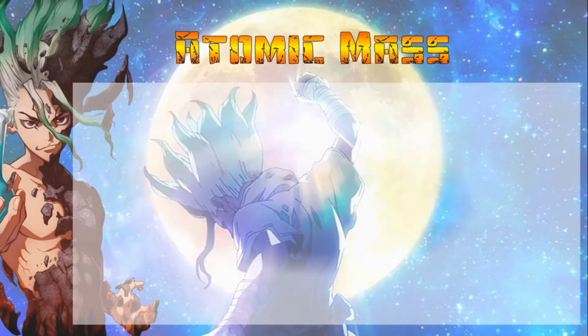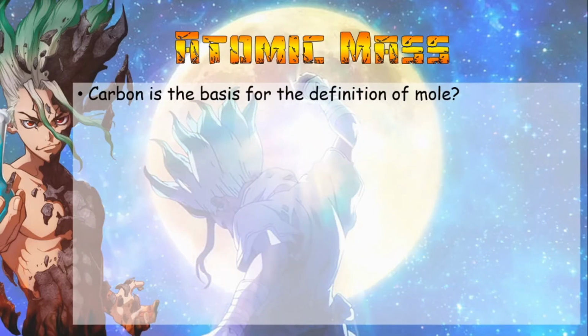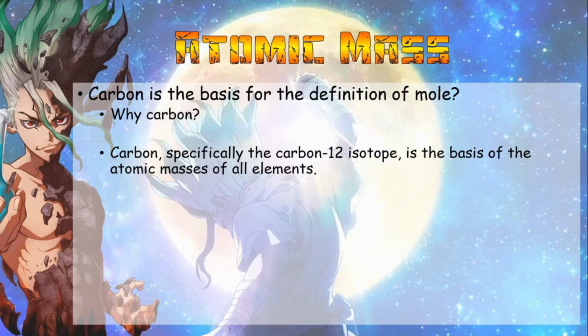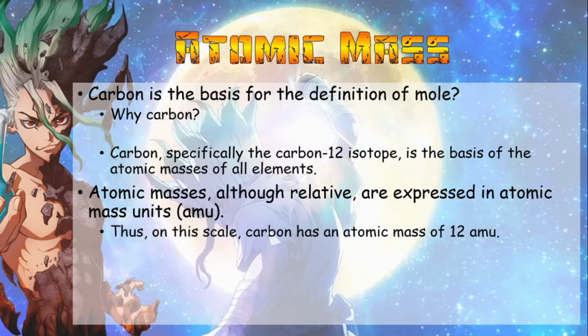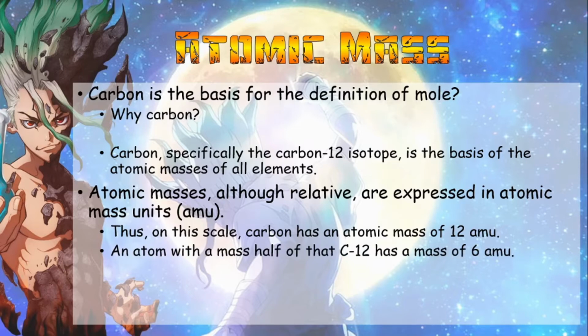Atomic mass. Why is carbon the basis for the definition of a mole? What is in the carbon? Carbon, specifically the carbon-12 isotope, is the basis of atomic masses of all elements. Atomic masses, although relative, are expressed in atomic mass units. Thus, on this scale, carbon has an atomic mass of 12 AMU.